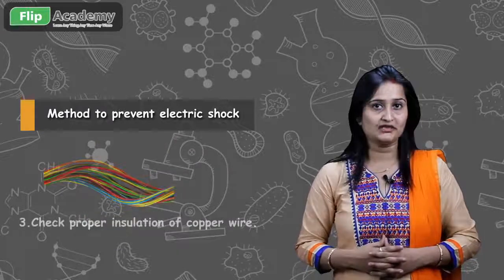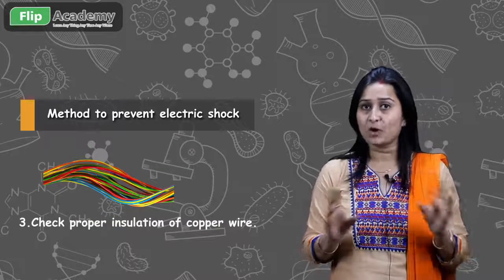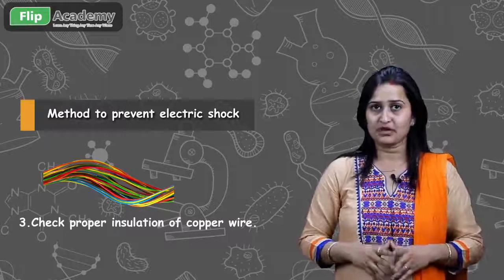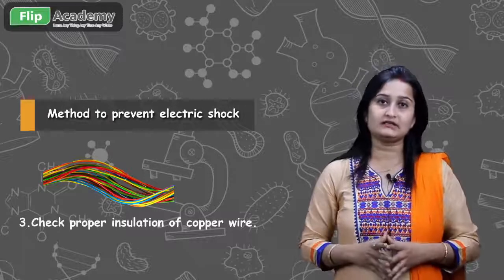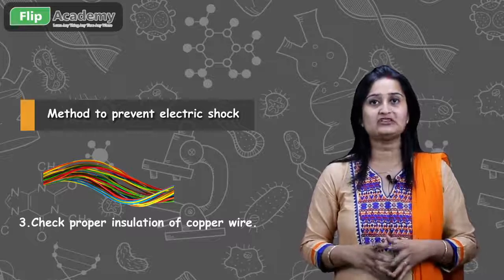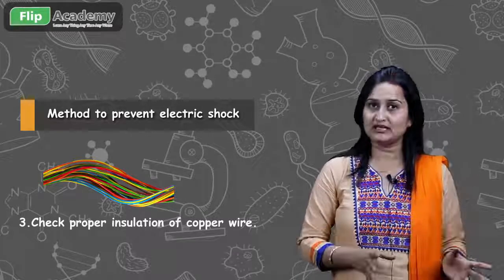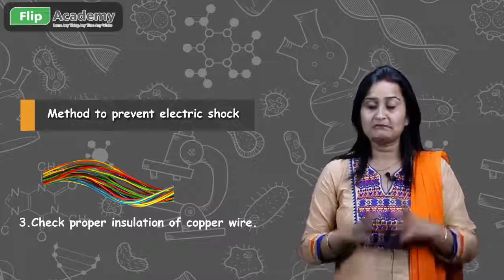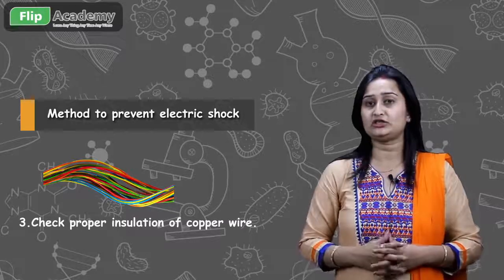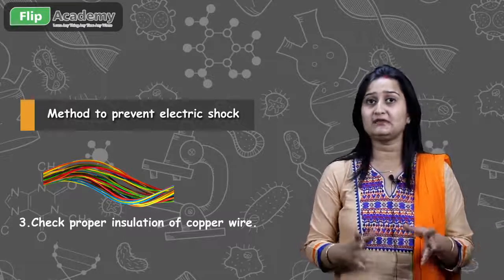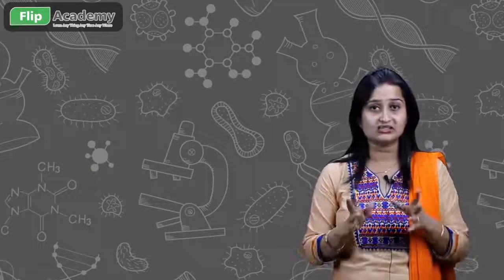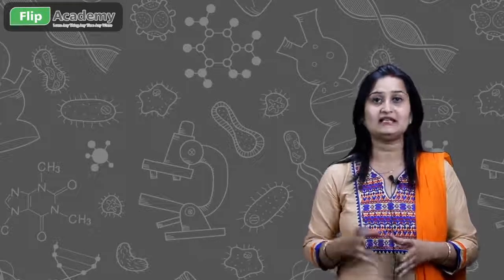Now, in the next point, we need to check the proper insulation and the proper thickness of the copper wire which we use at home. The wiring or electrical circuits laid down in our homes, buildings or offices should be checked for proper sockets, proper insulation, and proper thickness of the copper wire. Because if the insulation in any circuit gets worn out or burned, then a serious mishap could occur. So there are various precautions that you need to take while touching any electrical appliance.